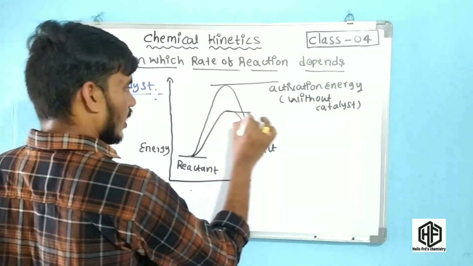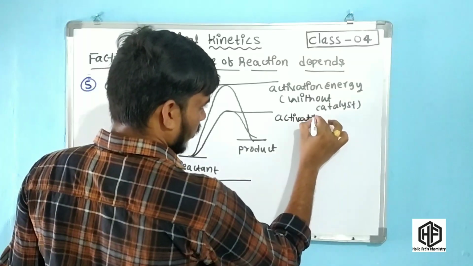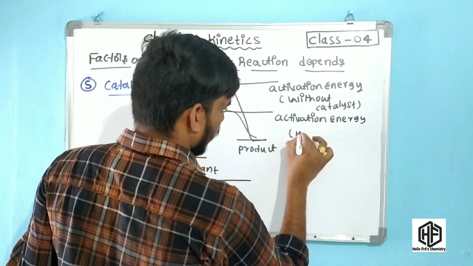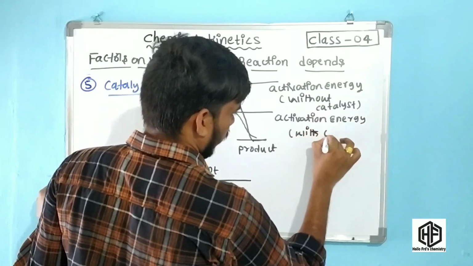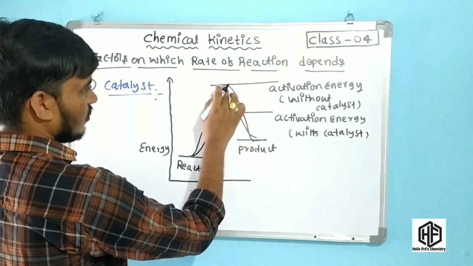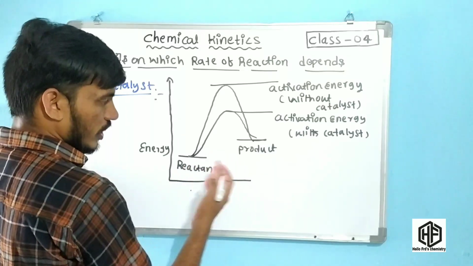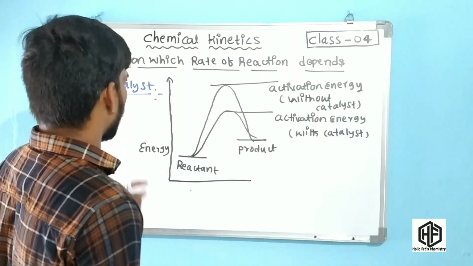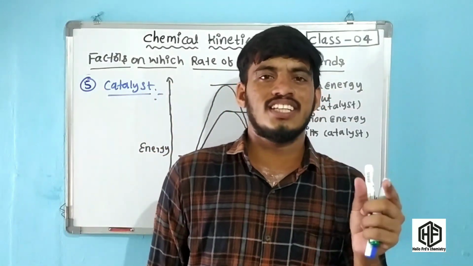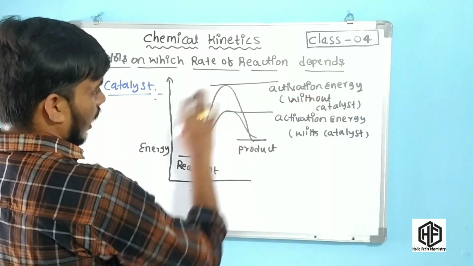Okay friends, this is the activation energy with catalyst. Without catalyst the activation energy is high, but with catalyst the activation energy is low, so the reaction is very fast. In the presence of catalyst, what happens friends? Rate of reaction increases. In the absence of catalyst, what happens friends? Rate of reaction is like this.